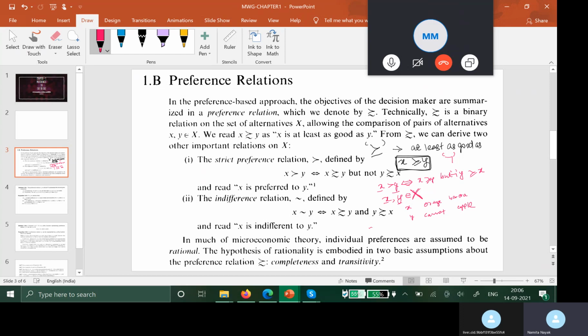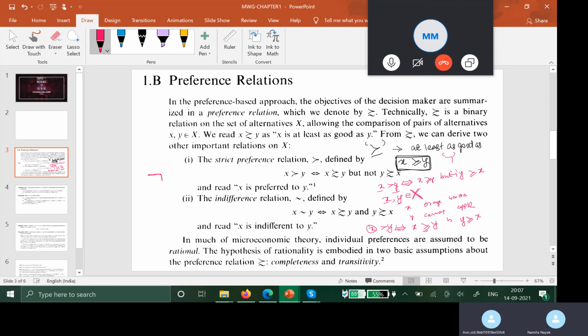So if someone is preferring the combination x to y, that means x is at least as good as y and more. This means x is at least as good as y, that means x is actually more, but its opposite can't happen. Y will not be at least as good as x. Getting my point? Yeah. Ma'am, but you have written y is like this, not. How do we write not? Not is like this, just an inverse L.